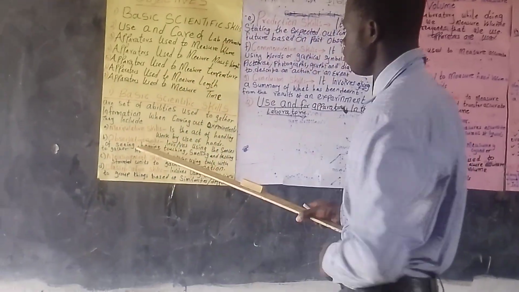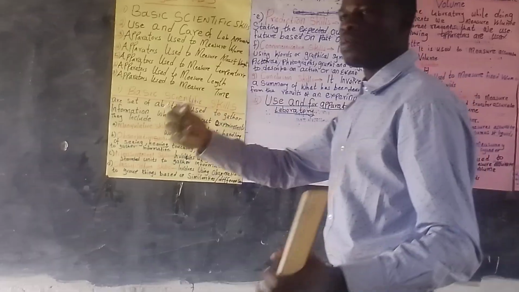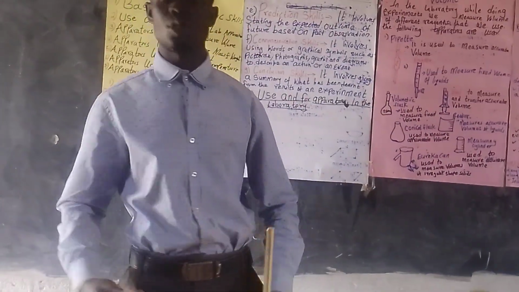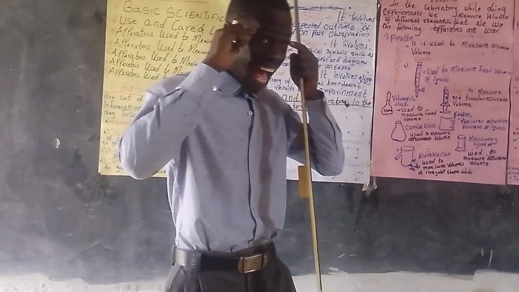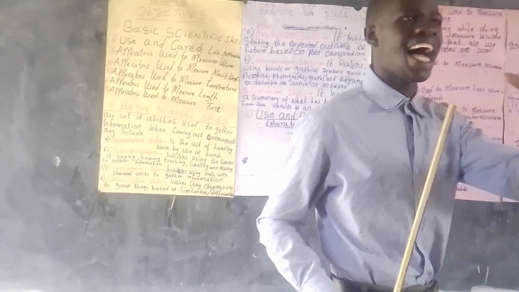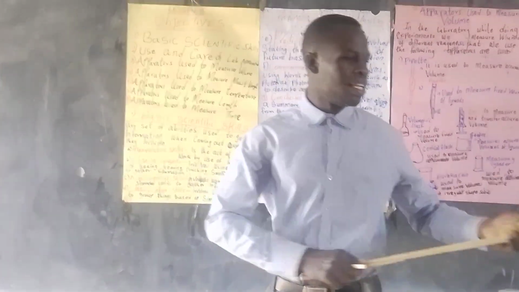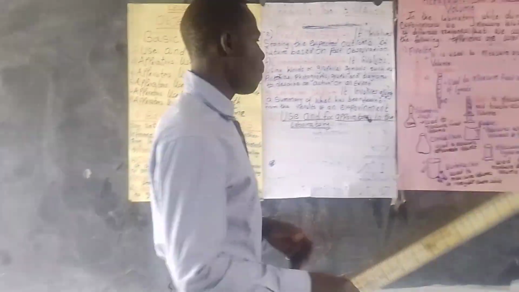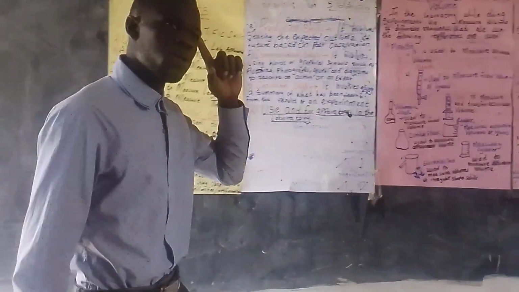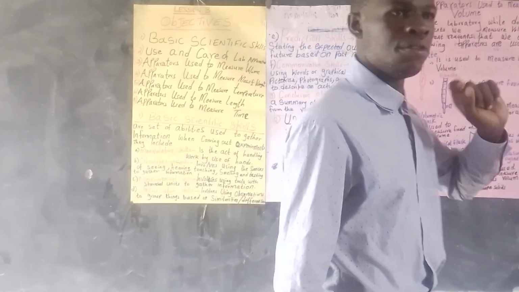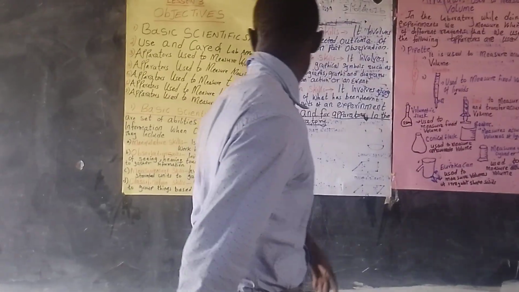Number 2, we have observation skills. Observation skills, we use the senses that we have. We can use eyes to observe, to see the color and say this solution is colorless. We can say this solution is purple or pink. We use eyes to make observation. Hope we are moving on well.